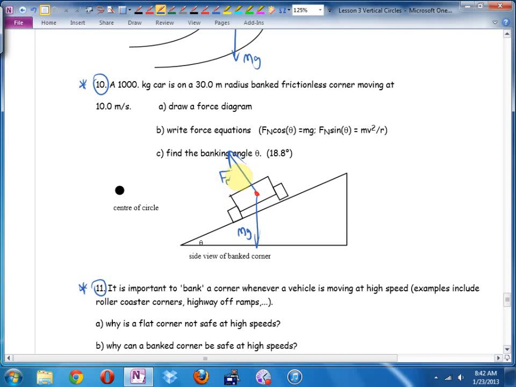Which way is my net force? Toward the center. If I add these two together, tip to tail, if I add gravity and normal force, I know to stop exactly right there, not draw longer, not draw shorter, because I need my net force pointing towards the center. Oh, I don't know the normal force.